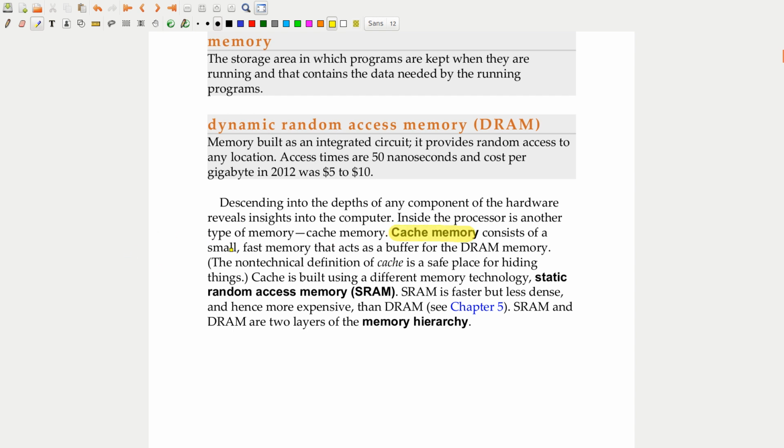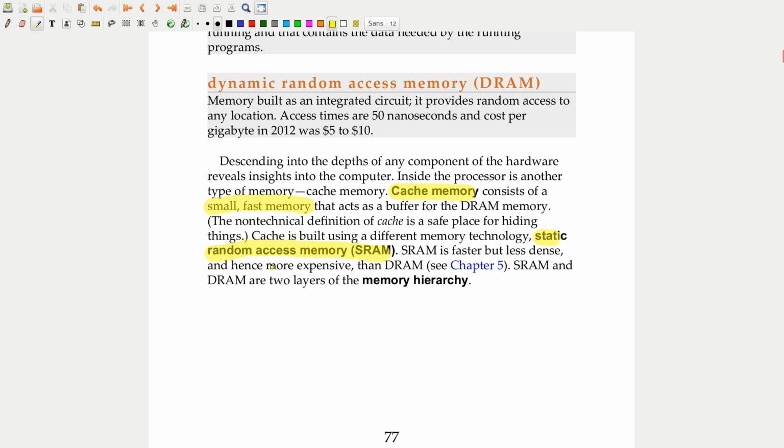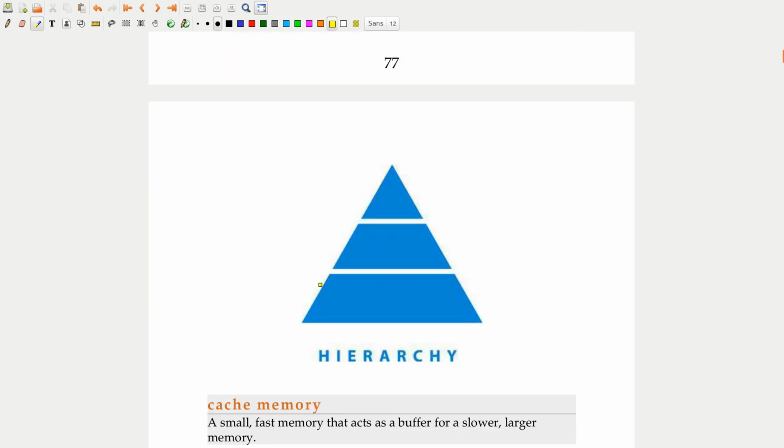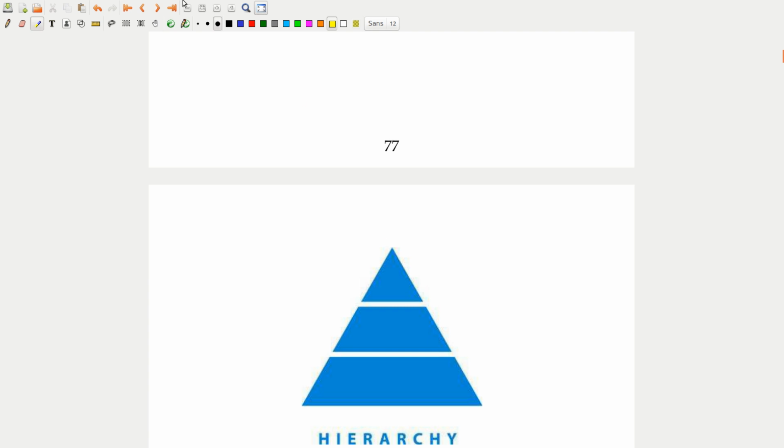Caches are small, fast memory that act as a buffer for DRAM, so we're not pounding on DRAM all the time. We have caches as a buffer, and these use SRAM, which is static random access memory. These are much faster but much less dense. Like I said, they're much larger than the individual bit storage that DRAM has. The bit storage in SRAM is a lot less dense, but it's faster. So SRAM and DRAM are 2 layers of the memory hierarchy. We're going to have SRAM up at the top, so we can go ahead and write that down. It'll be important for us to remember.